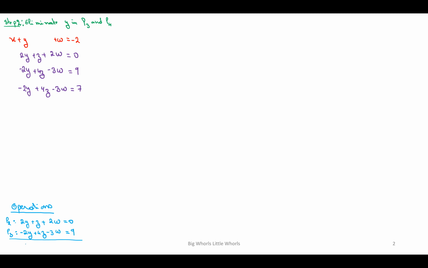I hope so. I have 0 for the y's, and then I have 5z minus w equals 9. And I'm going to change row 3 by this new row, or this new equation. So this is going to be my row 3. Okay, so let's come to our equation. So what have I done? I have row 2 plus row 3.